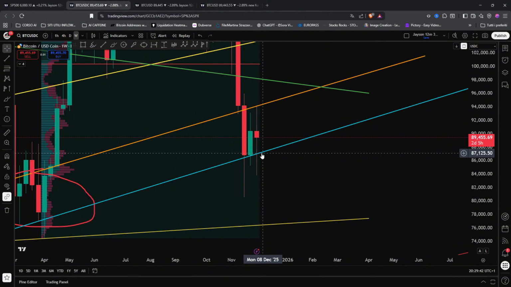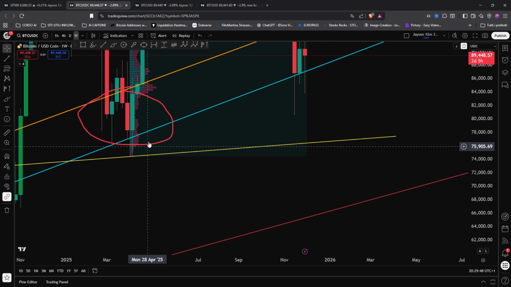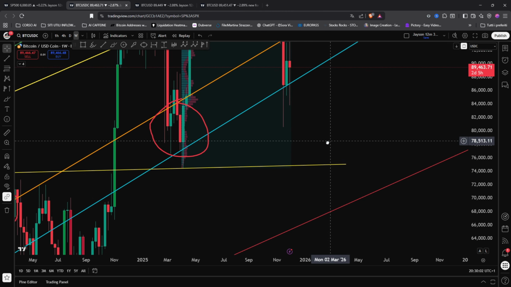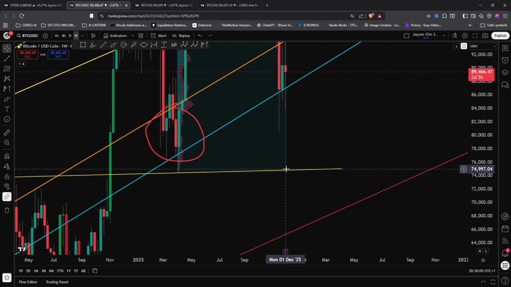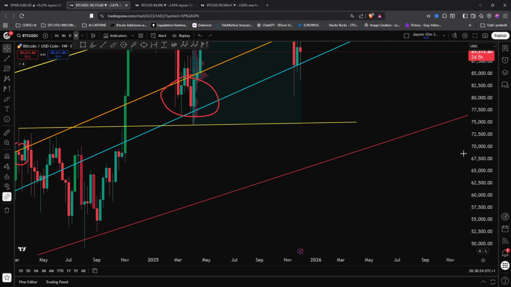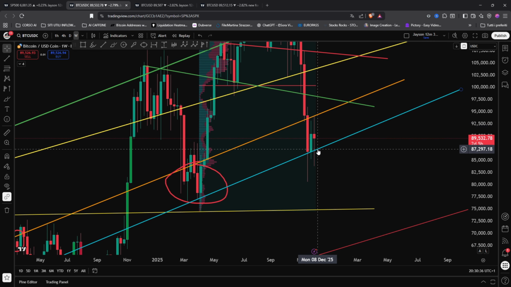If we break down here, it's very probable that we'll go to test this area, around this trend line. So it's very probable that we'll go to visit the 75K. If we break the 75K, we have this trend line that for me is very strong. It could be the beginning of the second part of the bull market, yes, because I don't think this is a normal bear market.